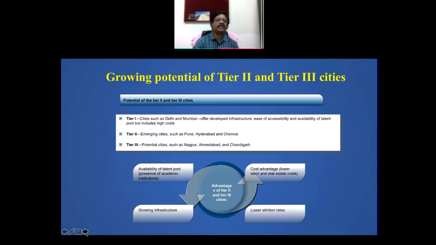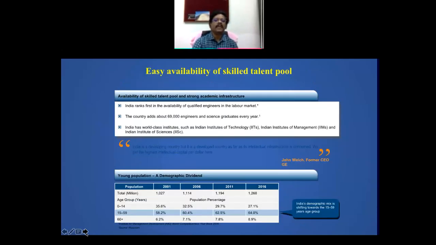At the same time, you can see the availability of talent at every level, even in Type 3 cities, with a lot of potential, infrastructure, and road facilities everywhere. You can see four-lane roads and wonderful infrastructure available. All this we can make use of for our business purposes. There is also easy availability of skilled talent pools, across ages and education levels.